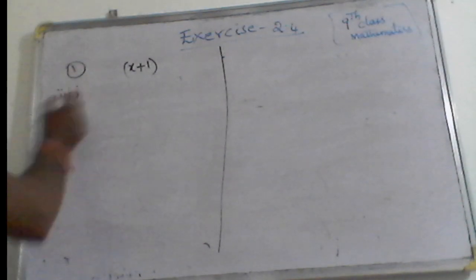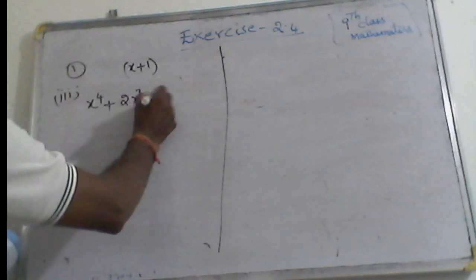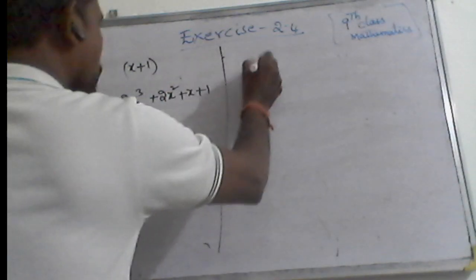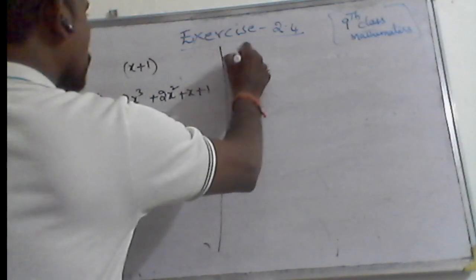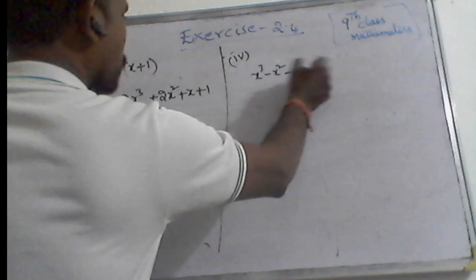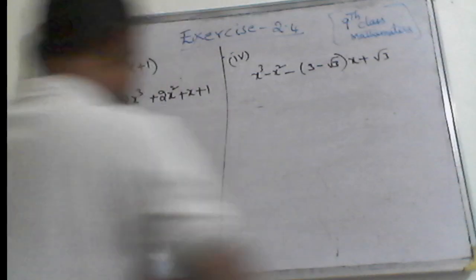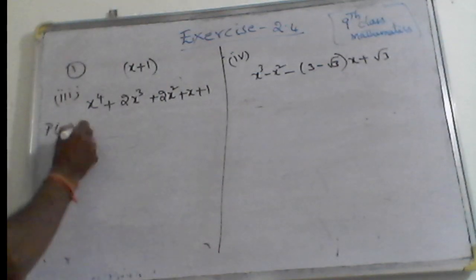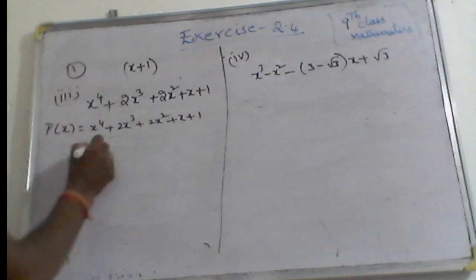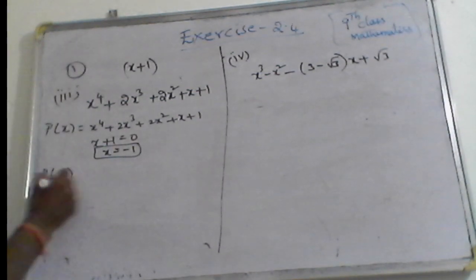Question number 3, x power 4 plus 2x cube plus 2x square plus x plus 1. Fourth one, x cube minus x square minus of 3 minus root 3 into x plus root 3. So here P of x equal to x power 4 plus 2x cube plus 2x square plus x plus 1. x plus 1 equal to 0, x equal to minus 1. So substitute this value in this equation.